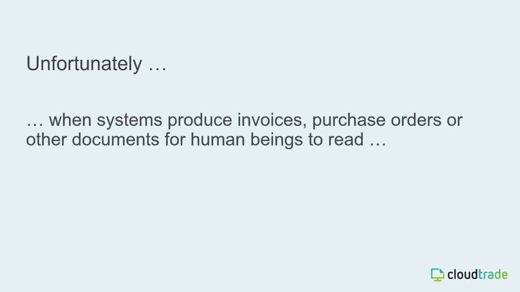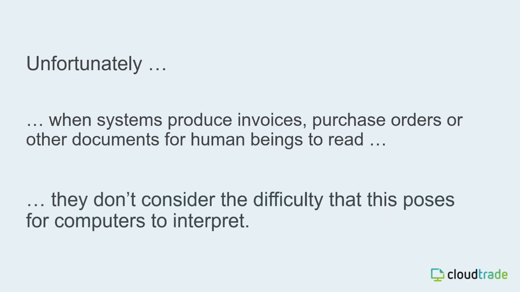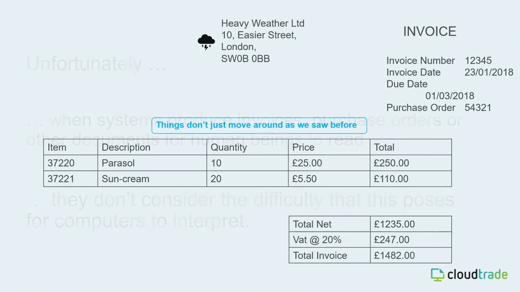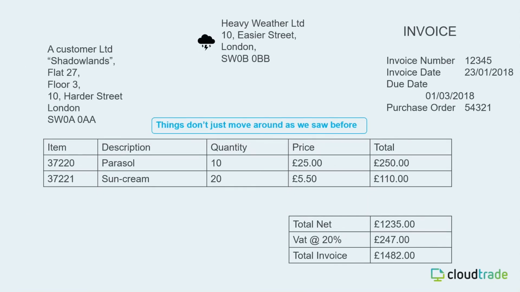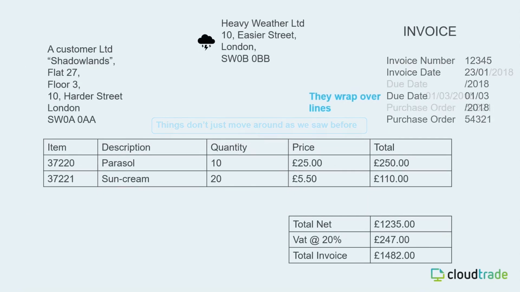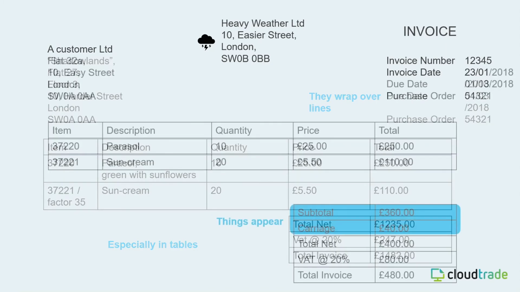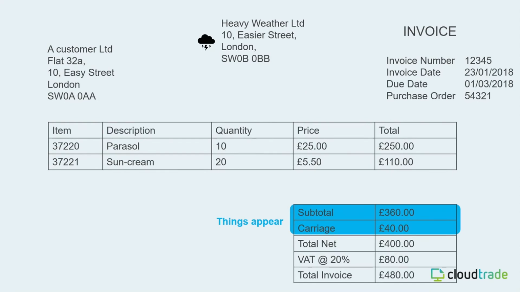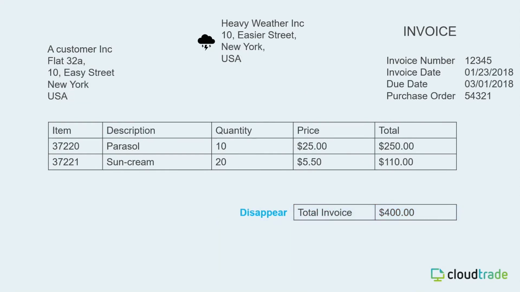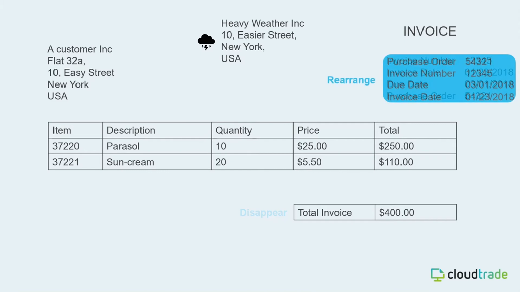Unfortunately, when systems produce invoices, purchase orders or other documents for human beings to read, they don't consider the difficulty that this poses for computers to interpret. Things don't just move around as we saw before. They wrap over lines, especially in tables. Things appear, disappear, rearrange.